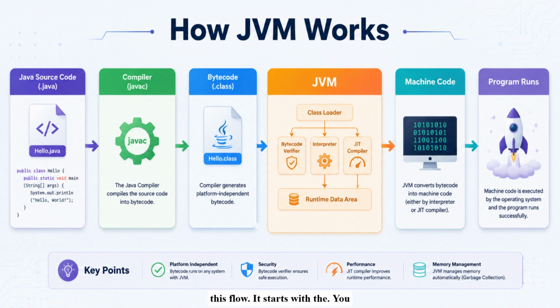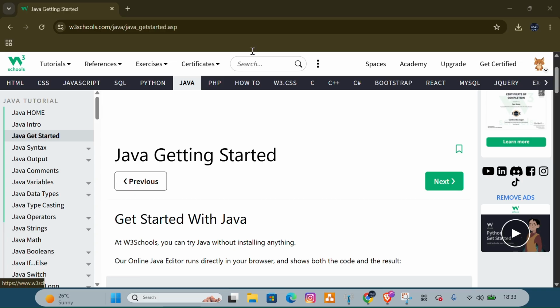So it undergoes this flow. It starts with the Java source code, which is your Java code, and then it goes to the compiler. When you click the run button, it calls the Java compiler called javac, and javac compiles this code into bytecode, and then it calls the Java virtual machine, which converts it to machine code that your computer understands, and then the program runs. So that is the JVM.